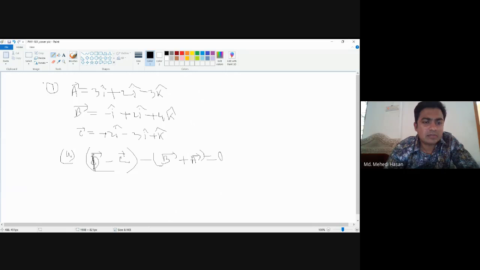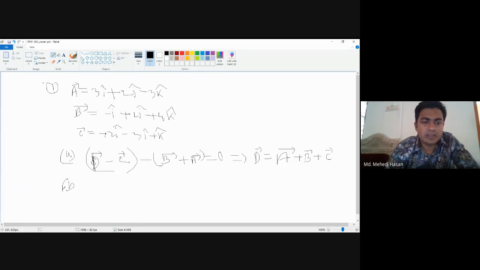I think it's very easy for you. Just first calculate this. D will be A plus B plus C. Now if you put the values of A, B, C, or if you add them, because the relation is basically A plus B plus C, so 3 minus 1 plus 2 gives the X component, 2 plus 2 minus 3 gives the J component, and minus 3 plus 4 plus 1 gives the K component. So this is question number A.